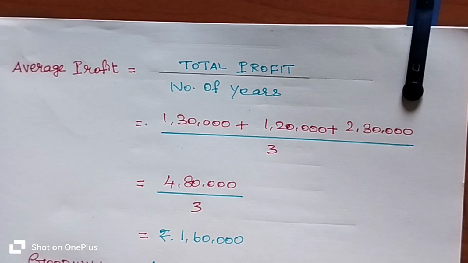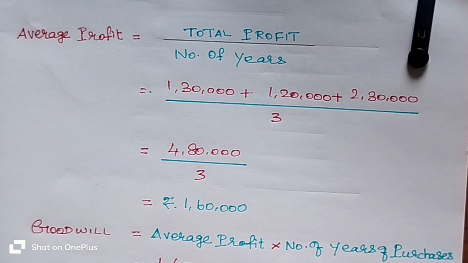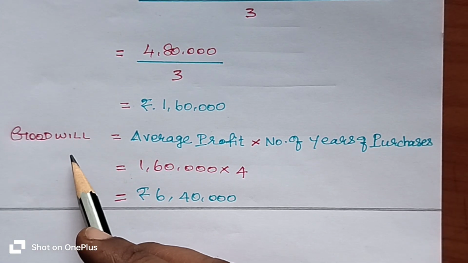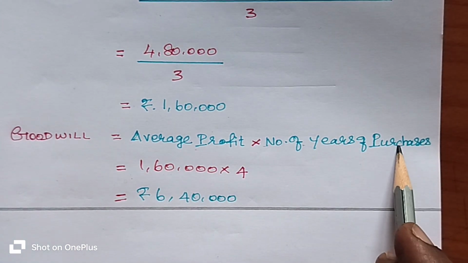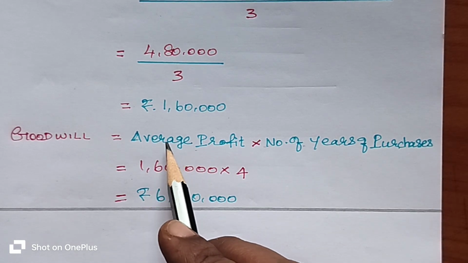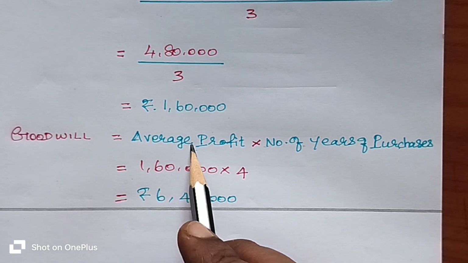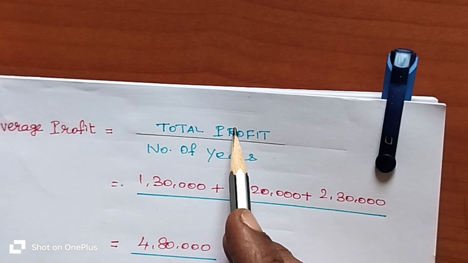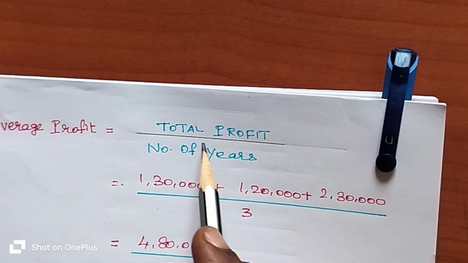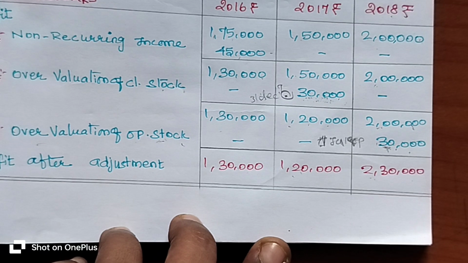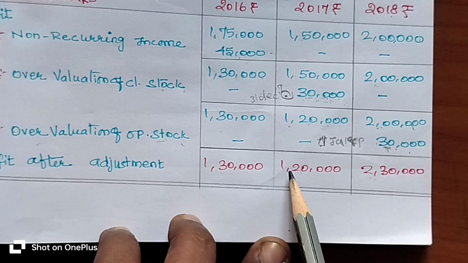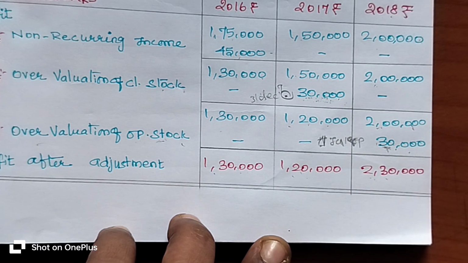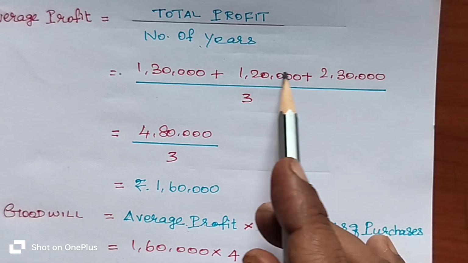After adjusting the profit, now we are going to find out the goodwill. To find out the goodwill, what is the format? Average profit into number of years of purchase. So to find the goodwill, you have to find the simple average profit. What is the simple average profit? Total profit divided by number of years. To find the total profit, you have to add the 3 years of profit: 1 lakh 30,000 rupees plus 1 lakh 20,000 rupees plus 2 lakh 30,000 rupees. After adding these 3 amounts, you will get 4 lakh 80,000 rupees.